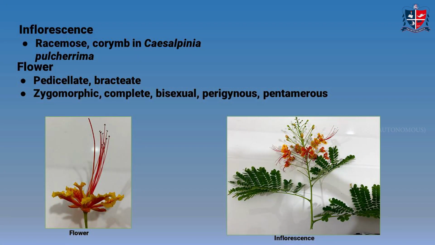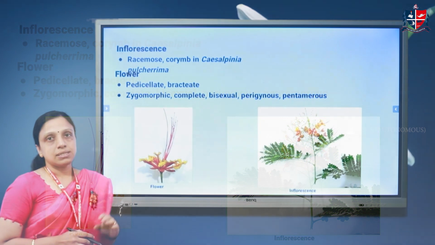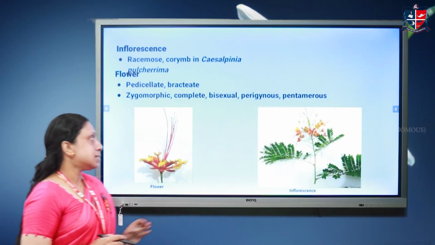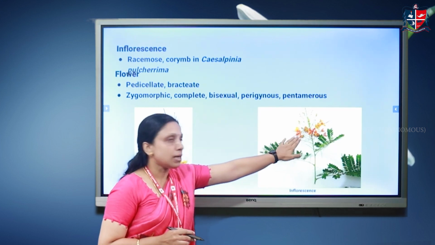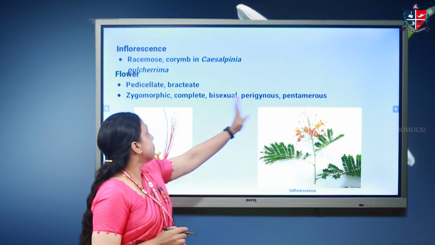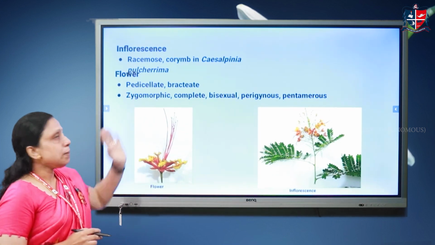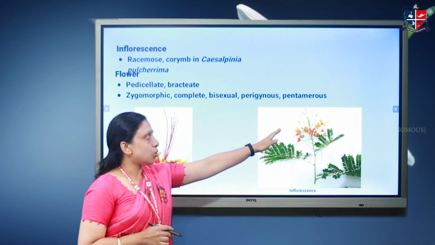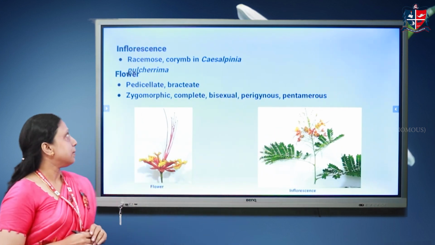Next, about the characters of inflorescence. Generally, the inflorescence is racemose, where we can see the older flowers are at the base and younger flowers are towards the tip. And in Caesalpinia, the inflorescence is corymbose. So this is the corymbose inflorescence of Caesalpinia.